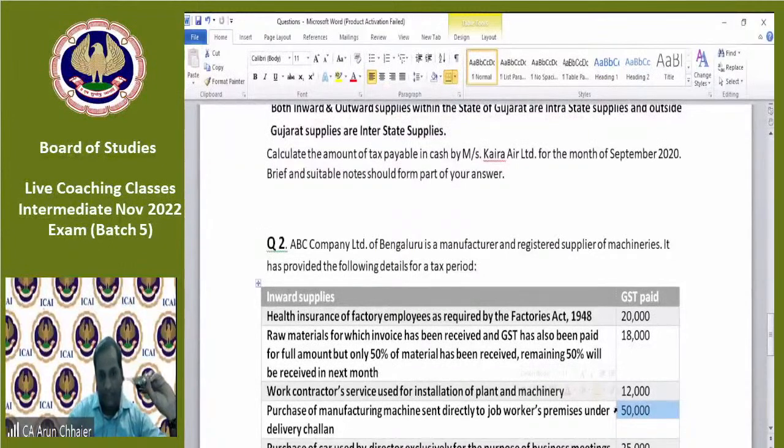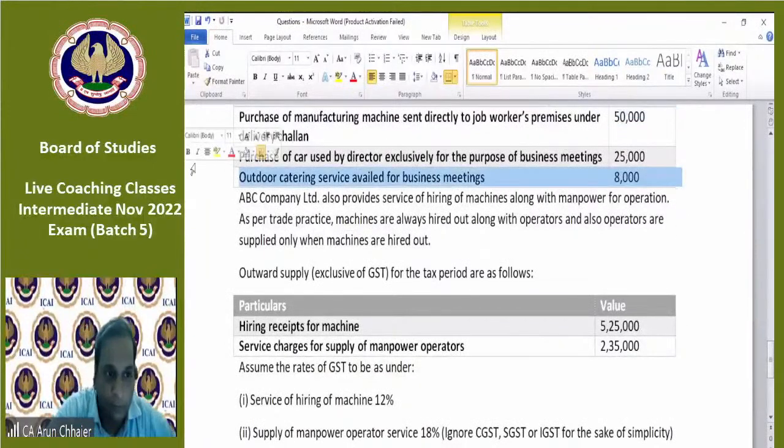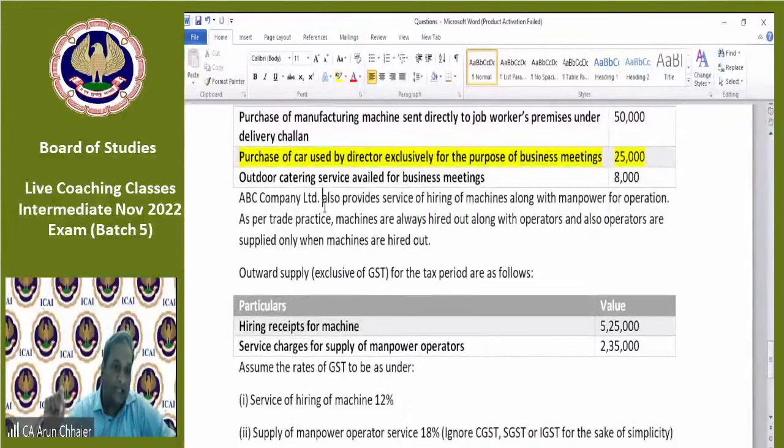My next point is purchase of the car used by the director exclusively for the purpose of the business meeting. Please understand, the car is not being used for pick and drop from home to office. No, it is exclusively only for the business purpose. ITC would be available or not?